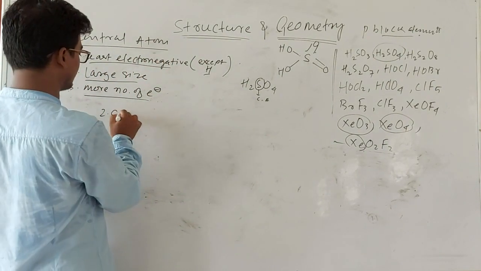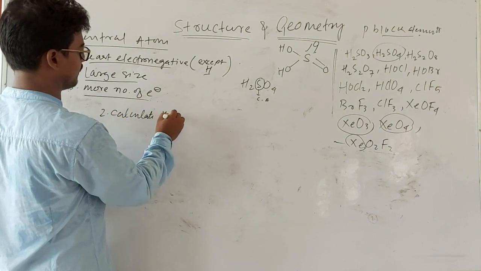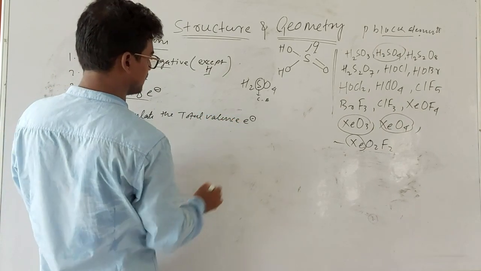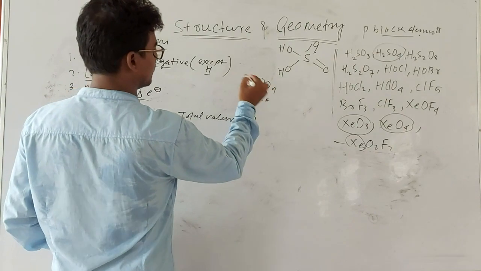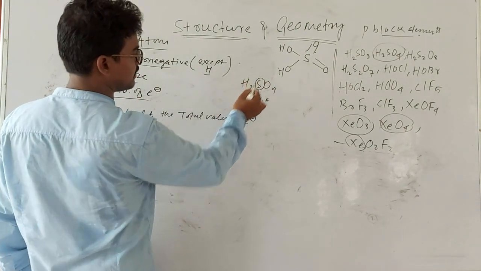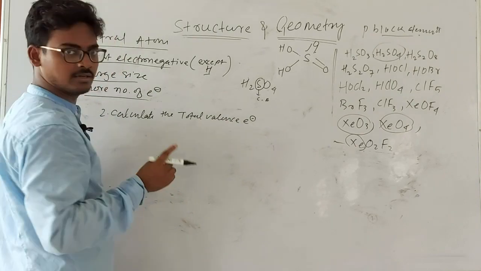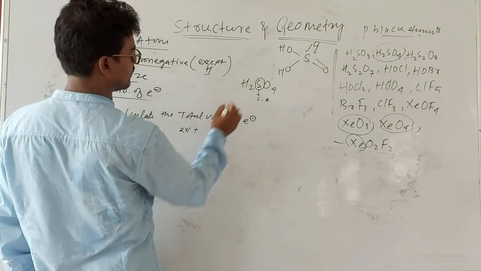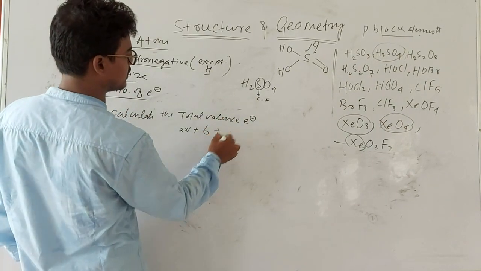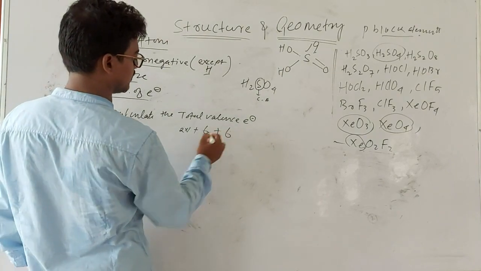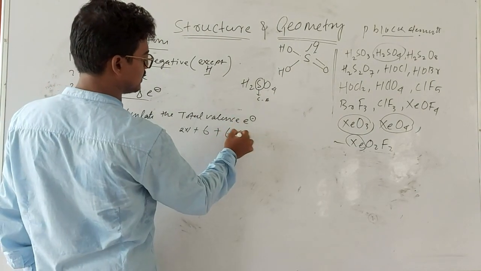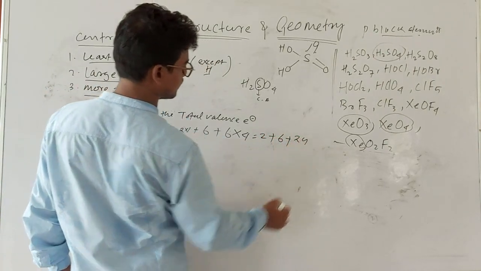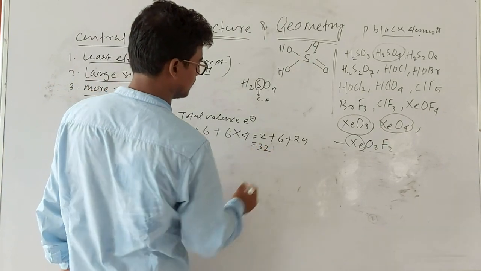Next, calculate the total valence electrons. In this compound you have to calculate the total valence electrons. Hydrogen contains 1 valence electron and there are 2 of them, so 2 into 1, plus sulfur contains 6 electrons, plus oxygen contains 6 valence electrons and there are 4 atoms. Therefore 2 plus 6 plus 24. It will come to 32.